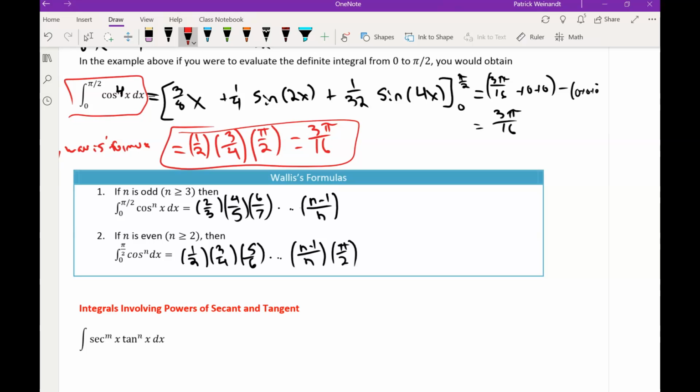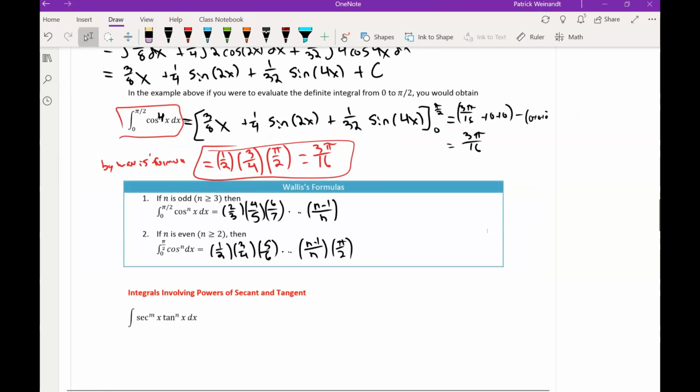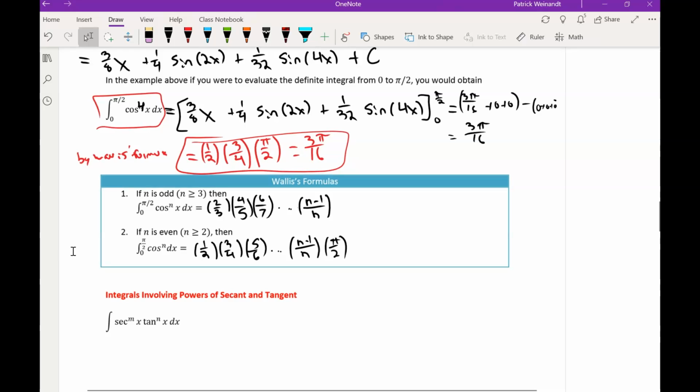Okay, that's going to be all we work with in this section, at least this part of the notes. That's our sine and cosine section. The next section we're going to be working with secant and tangent.